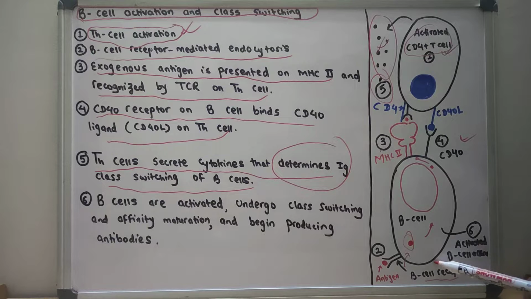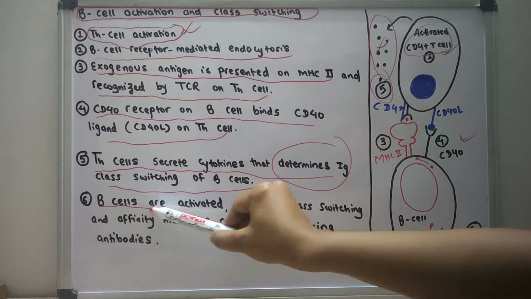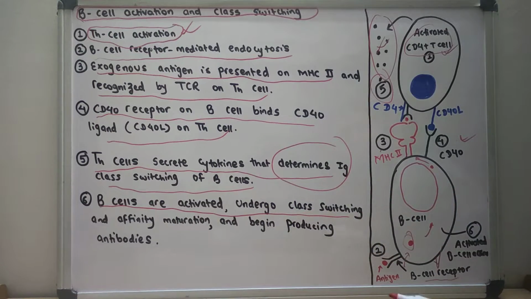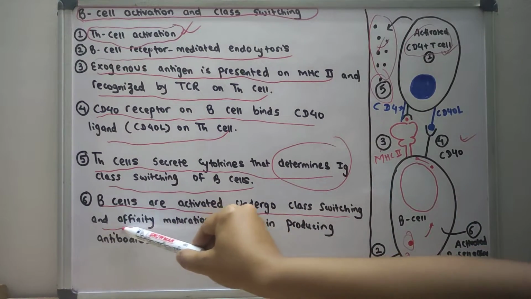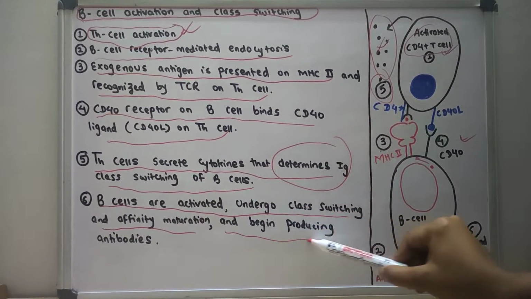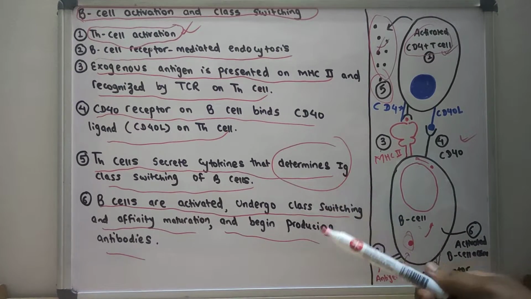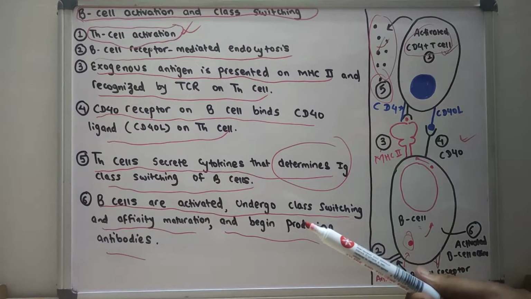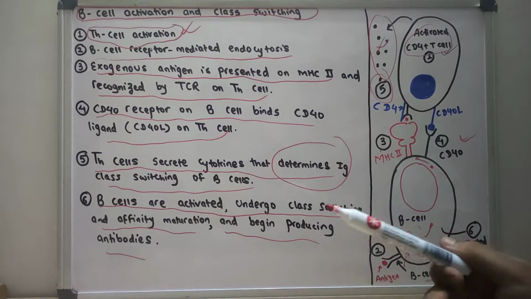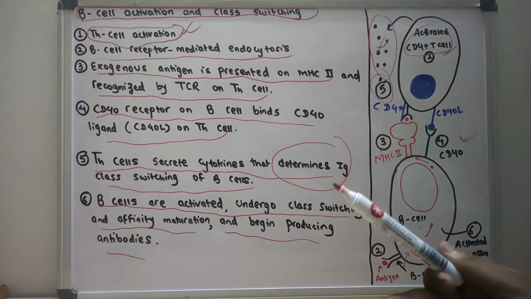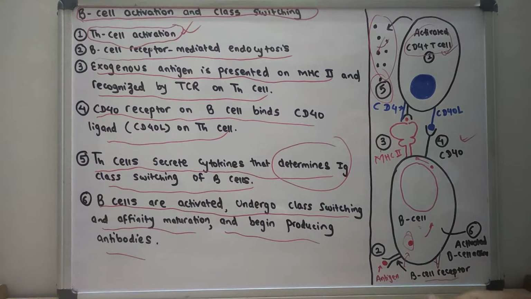The activated B cell performs various activities. The B cells are activated and undergo class switching and affinity maturation and begin producing the antibody. So after the class switching only, the antibodies are produced from the B cells. So this is the brief steps of the B cell activation. I'm again going to revise this B cell activation.